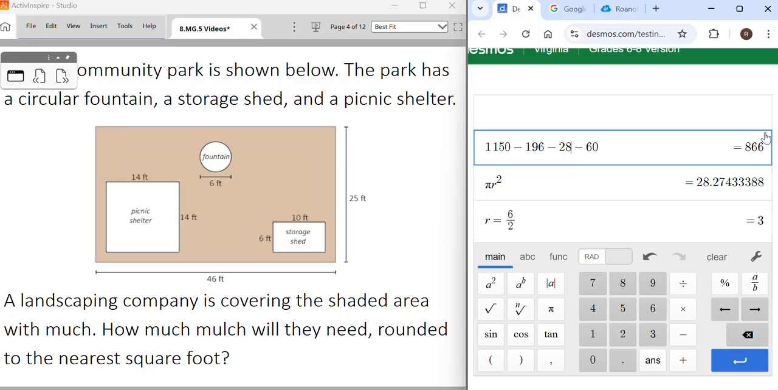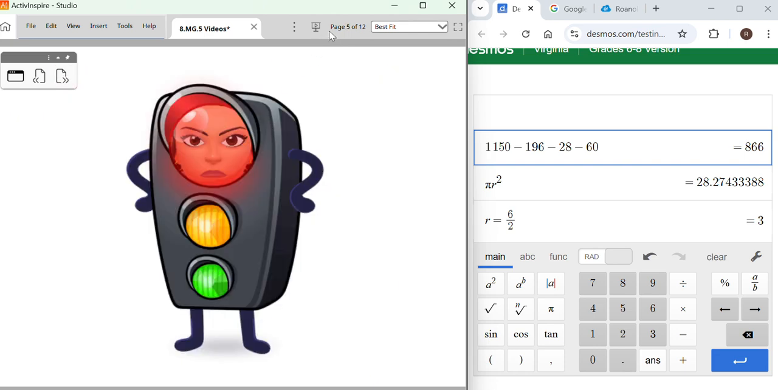So that means the total area, or the area of the shaded portion here, is 866 feet squared. Okay, so again, you can do this if you just stay organized and take your time. And I like to use Desmos as my scratch paper. It just makes it easier for me, probably because my handwriting is so bad. All right, we'll stop there.